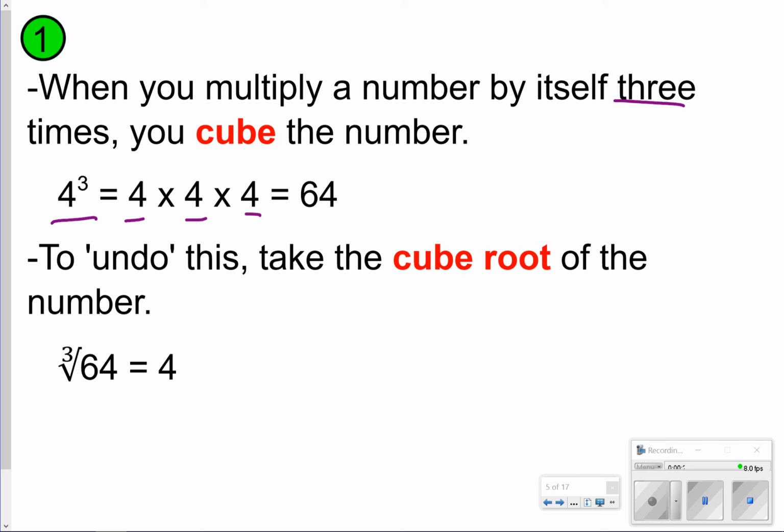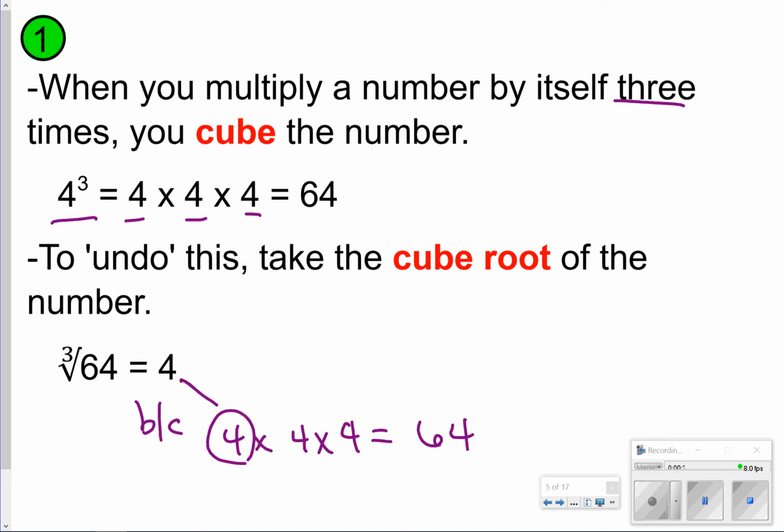The first thing we want to make sure we understand is what is a cube. Whenever you cube a number, you multiply that number by itself 3 times. So 4 cubed means 4 times 4 times 4, and that gives you 64. To undo this, you're going to take the cube root of that number. So the cube root of 64 is 4 because 4 times 4 times 4 gives you 64. So you're looking for that one number to answer that question.